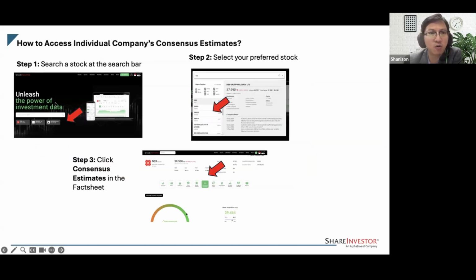So you go to the homepage. There's a very big search bar over here. You can search for the company by name or stock code, and a pop up will show the list of menus for each individual company. Then you can click on this. For example, in this case, DBS, it brings you to the consensus estimates page.